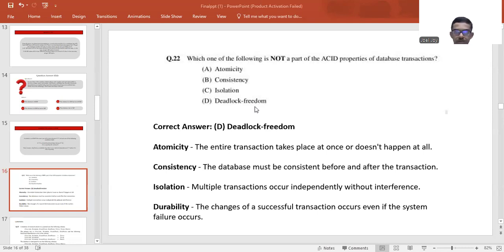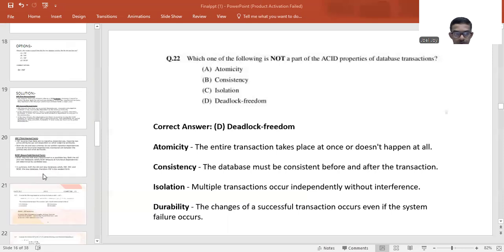We know that ACID properties stand for atomicity, consistency, isolation, and durability. So the wrong answer in this will be option D. Atomicity is basically that the entire transaction takes place at all or doesn't happen at all. Consistency is that the database must be consistent before and after the transaction. Isolation basically means multiple transactions occur independently without interference. Durability, the changes of a successful transaction persist even if a system failure occurs. So the correct answer will be option D.